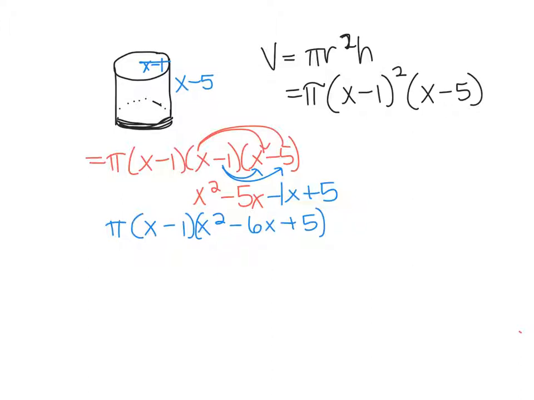Now I'm going to need to multiply another piece in. Now this is weird because I actually have 2 pieces left to multiply. I have a pi and an x minus 1. So I'm just going to advance myself back 1 and I'm going to multiply the x minus 1 in. So I'm going to multiply by x. So x to the third minus 6x squared plus 5x. And then multiply by negative 1.